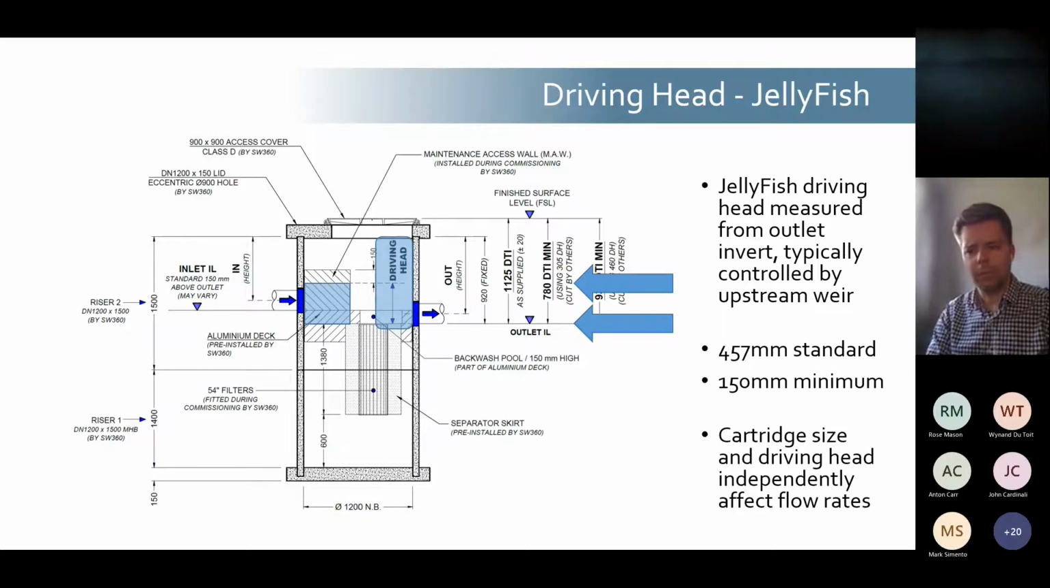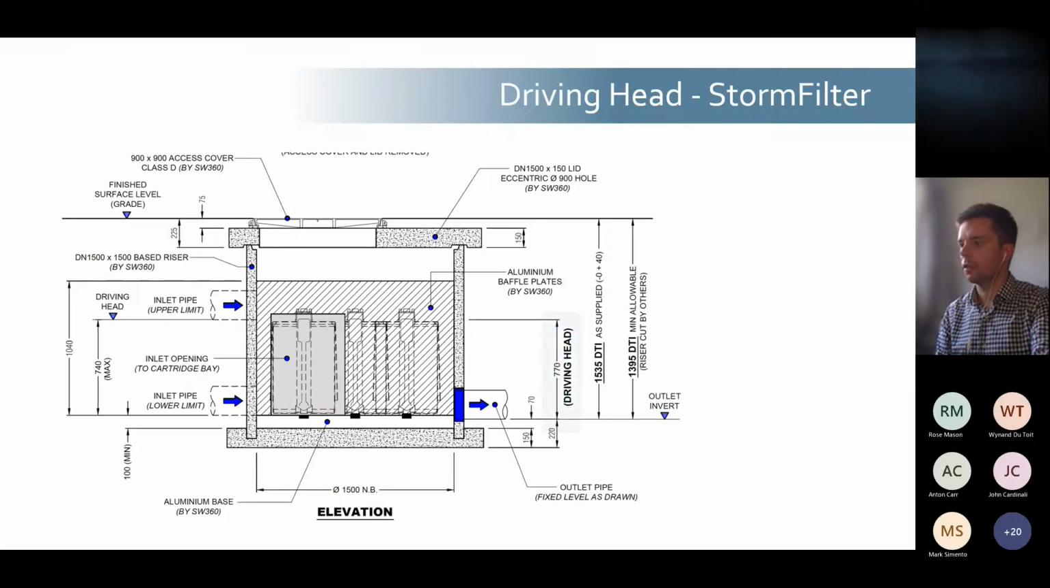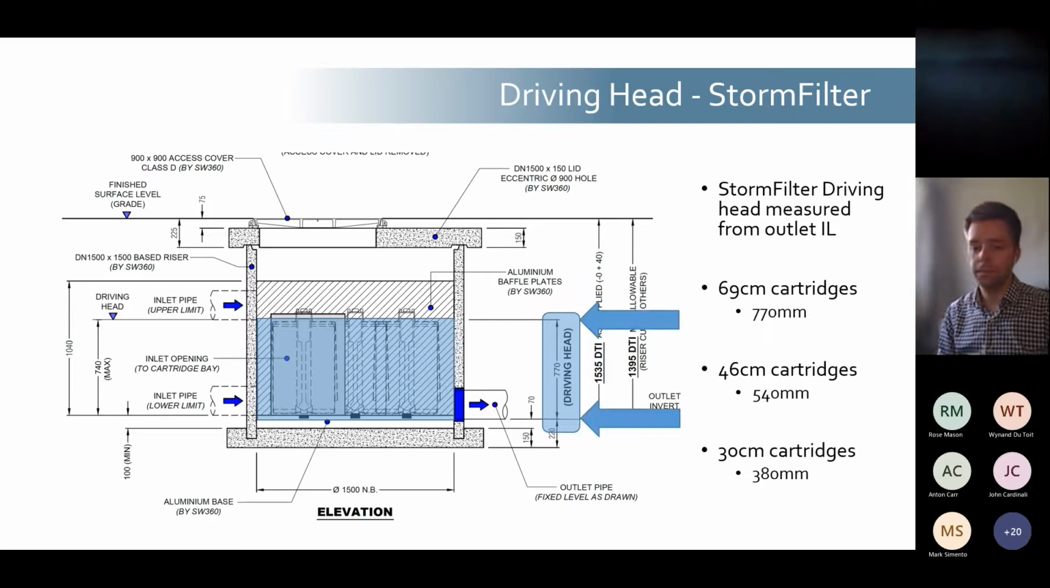In terms of minimum driving head, the StormFilter has standard driving heads for each cartridge size, each cartridge depth of 770 mil, 540 mil, or only in very tight circumstances would we recommend going to the 30 centimeter cartridges. Generally speaking, we can make most things work with the StormFilter between 69 and 46 centimeters. That driving head is set, but the difference between inlet and outlet is variable. So that's where we can have 30 millimeters fall through the StormFilter and then surcharge the upstream pipe. Does that answer your question, Jackson?